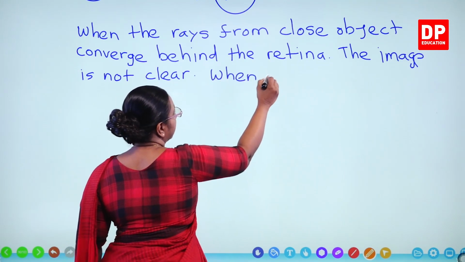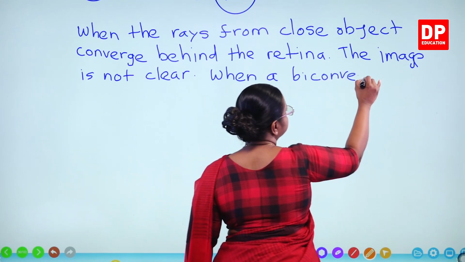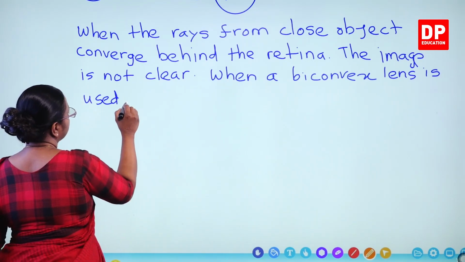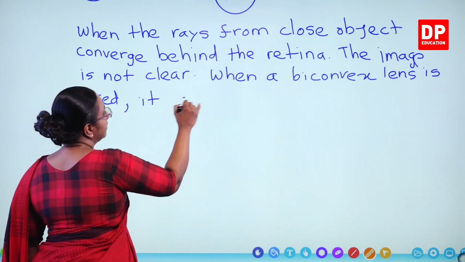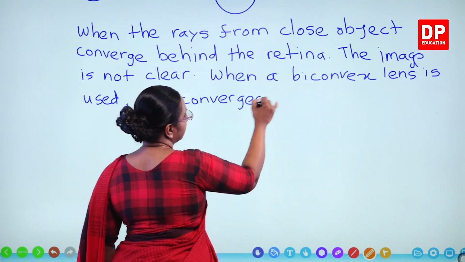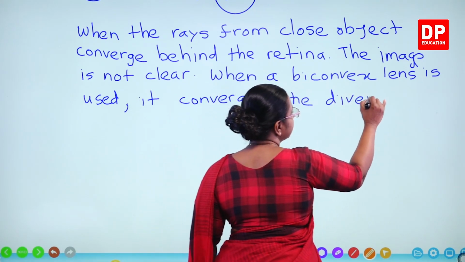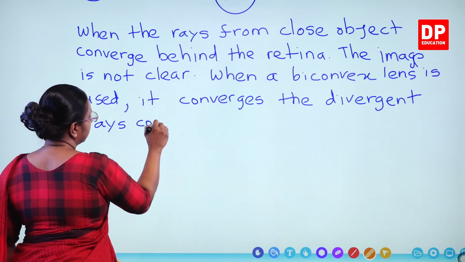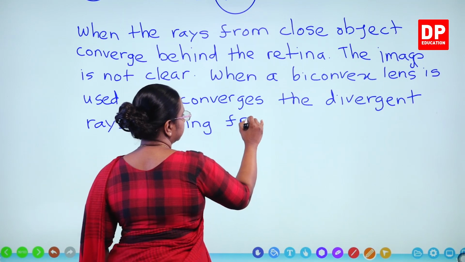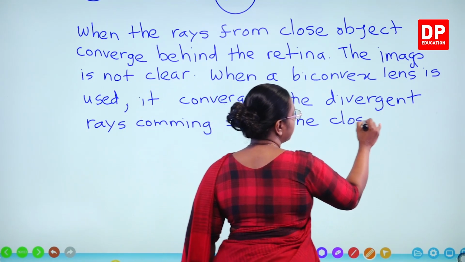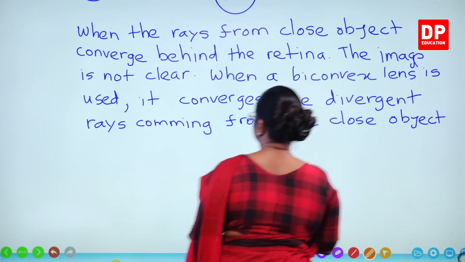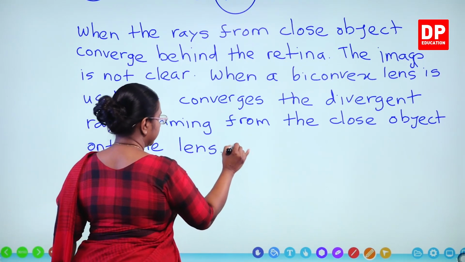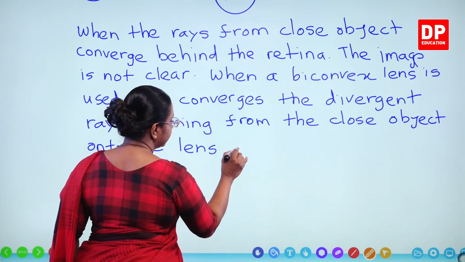When a biconvex lens is used, it converges the divergent rays coming from the close object onto the lens of the eye.